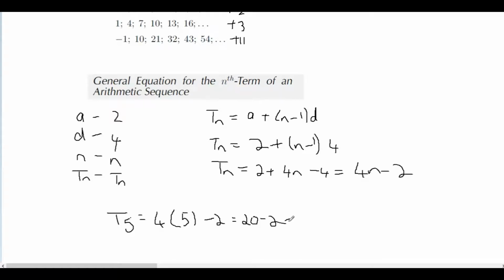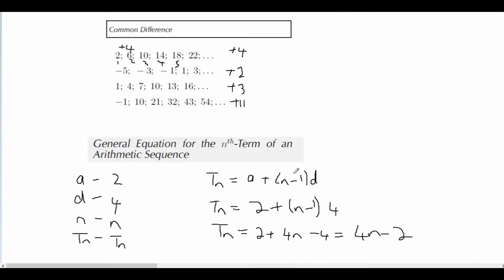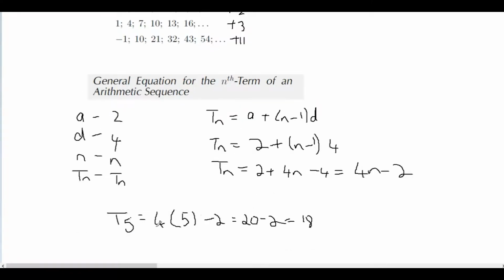Minus 2 is 18, which is true. We can confirm that. And we can do the same if you want to do t of 100. It will just be 4 times 100 minus 2. 100 times 4 is just 400, minus 2, that just gives us 398. So that would be the value of our 100th term.